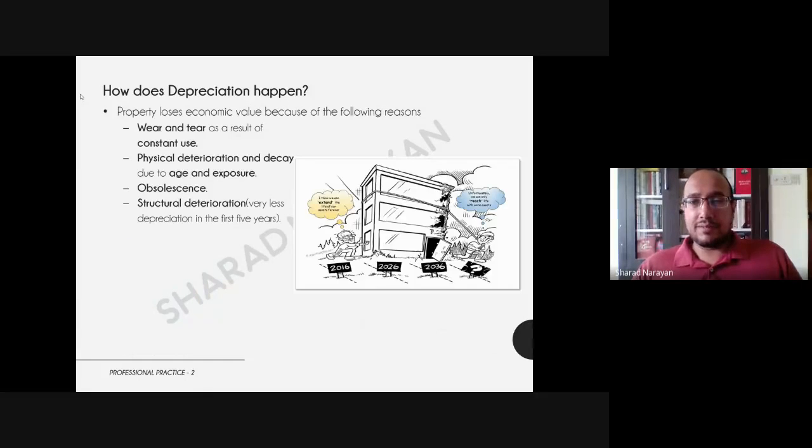Structural deterioration. What we consider as a good, strong building, as time goes on, your structure starts to deteriorate. In the first 5 years, you generally don't consider too much deterioration. Subsequent to that, there will be a very rapid degree of depreciation due to structural deterioration.